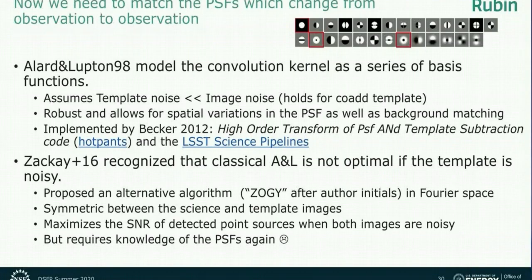In 2016, Zackay recognized that this is not optimal if the template is noisy and proposed an alternative, which we call ZOGY, after the authors' initials. This has the nice property that it's symmetric between the science and template images. However, it did return to working in Fourier space, which was a no-go for working with real astrophysical images, because it again requires no discontinuities and exact knowledge of the PSF, which we astronomers do not have.